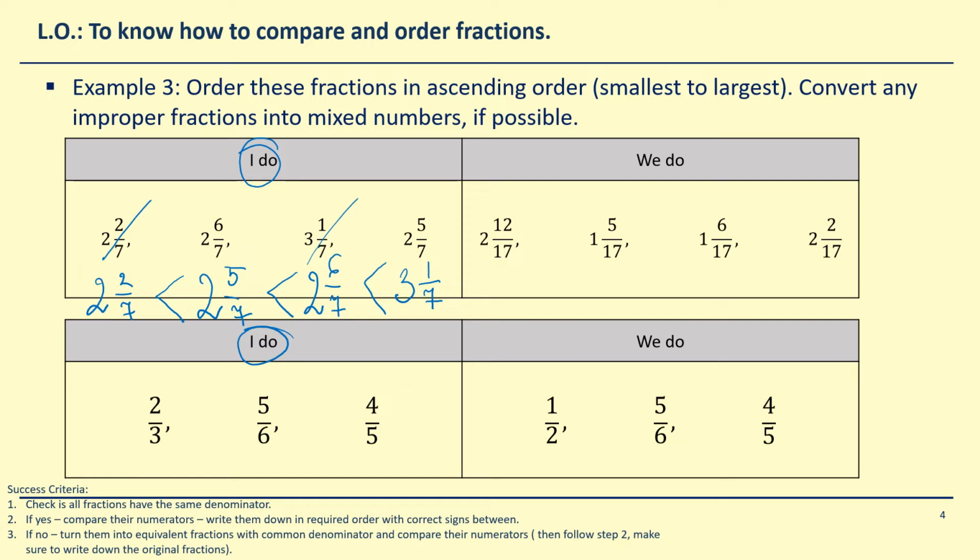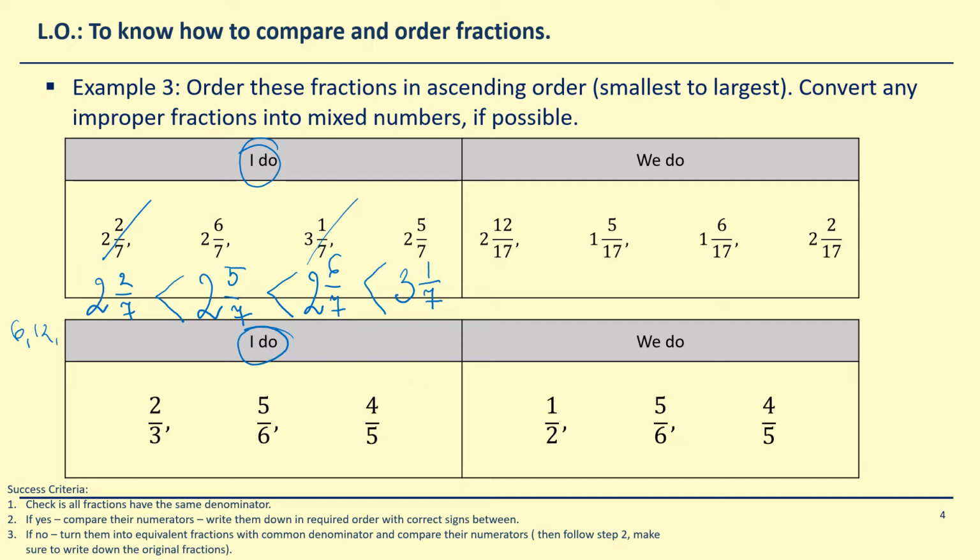Okay, so in here I'm checking the denominators, and I've noticed that they do not have the same denominators. So I have to convert them into fractions with a common denominator. So what is the lowest common multiple of 3, 6, and 5? Okay, I know that 3 goes into 6 twice. So now I need to find the lowest common multiple of 6 and 5.